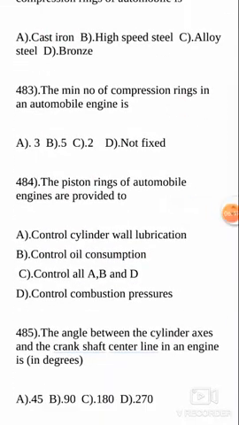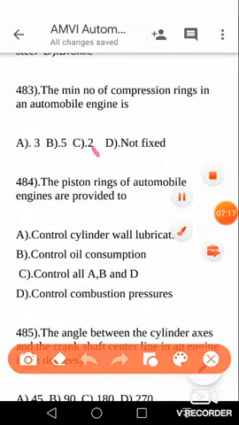Next question. The minimum number of compression rings in an automotive engine is... so how many compression rings are used in an automobile engine? Not less than that. So what is the number? So here the number is 2. It's not fixed, I'm only saying it to keep you guessing. So the minimum number of compression rings in an automobile engine is 2. It can be more than that, but minimum 2 compression rings have to be used. So that is your answer.